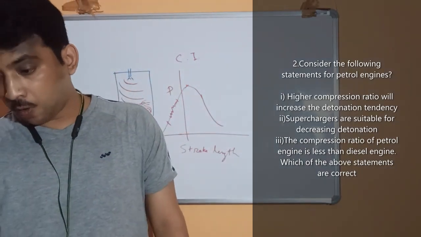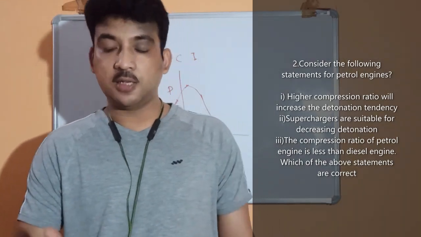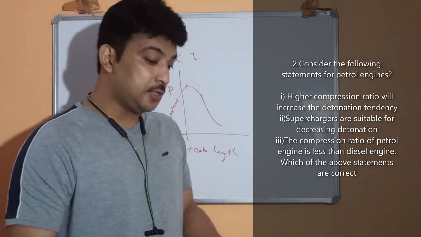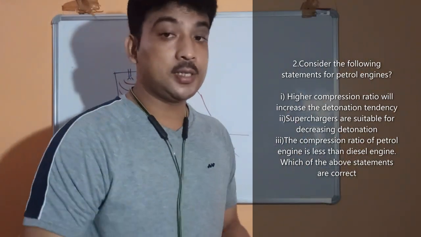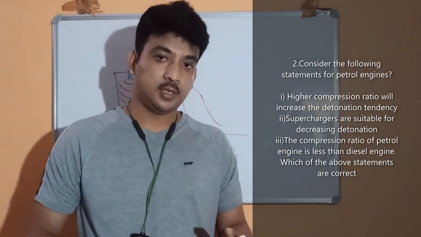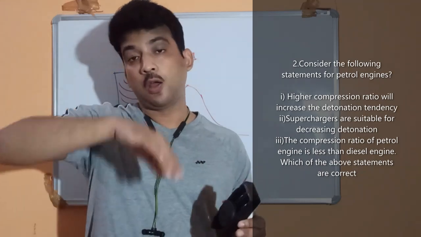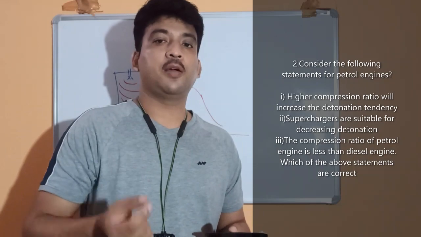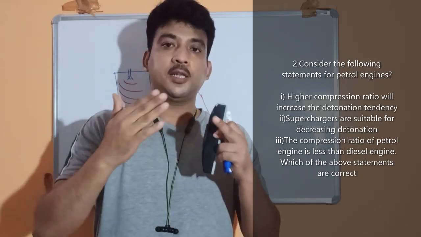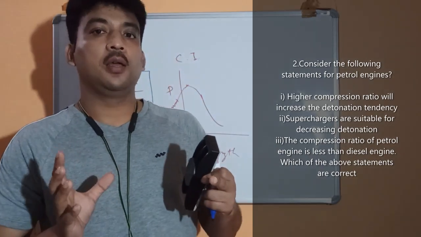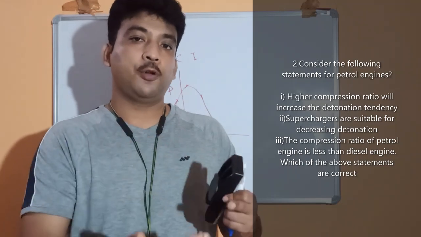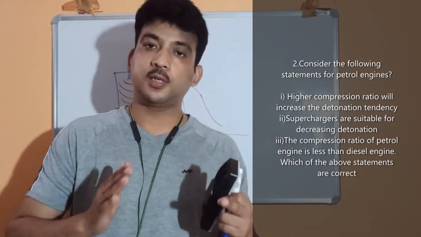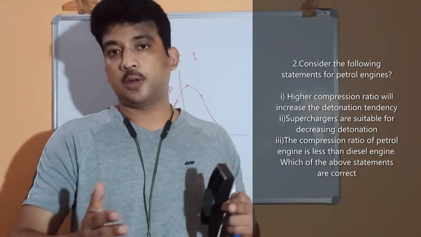The third statement says that the compression ratio of a petrol engine is less than a diesel engine. So what happens in a diesel engine? A diesel engine is a CI engine, compression ignition engine. So the diesel is burned by compressing it. And in case of a petrol engine, we have a spark plug. So since in a diesel engine, compression is the only reason for burning the fuel, that's why the compression ratio should always be higher compared to a petrol engine.